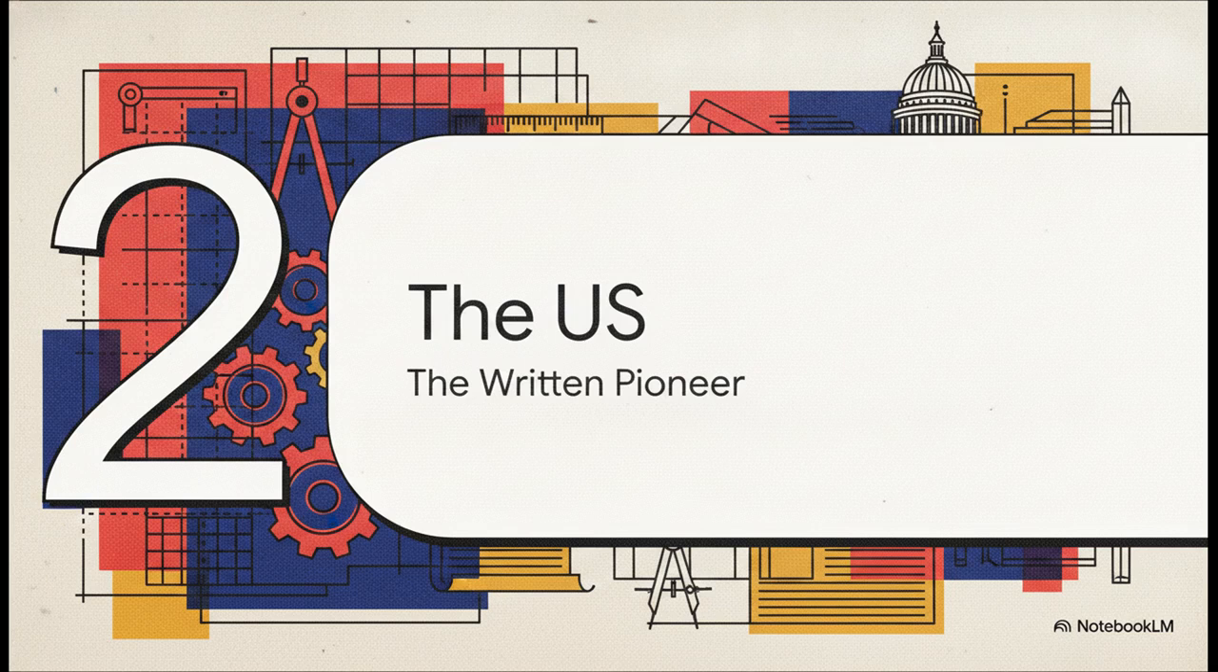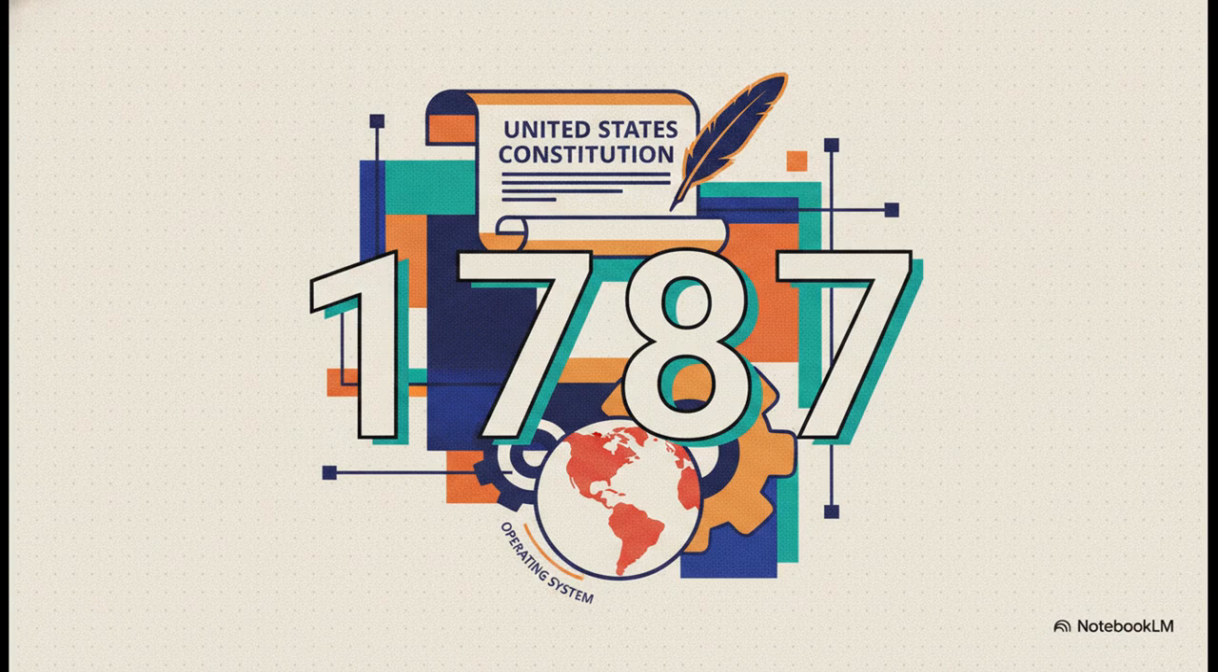Section 2. The US, the written pioneer, designing the modern republic. 1787. I really want to emphasize this year because it is incredibly significant. The United States Constitution, drafted in 1787, is actually the world's oldest written constitution currently in force. Unlike the UK's sprawling, multi-sourced system, the US locked its fundamental blueprint down into one single, cohesive text at a very specific moment in history. And remarkably, it's remained the operating system for the country ever since.